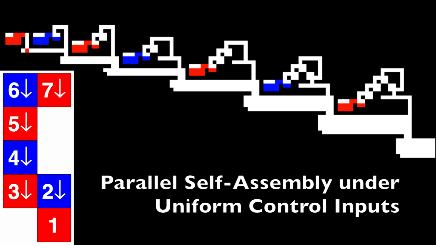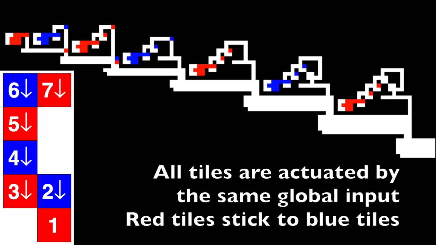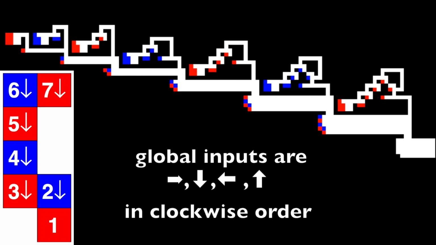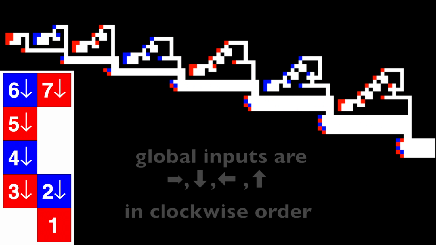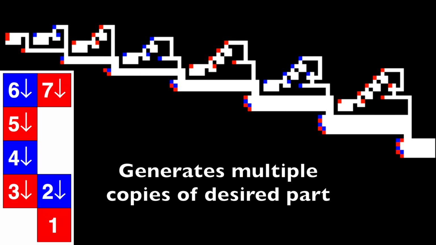This video shows parallel self-assembly of 2D tile structures using uniform control inputs. Tiles of different colors stick together. All tiles are actuated simultaneously by a global control input that pushes in the clockwise sequence of right, down, left, and up. The factory generates multiple copies of the desired part.